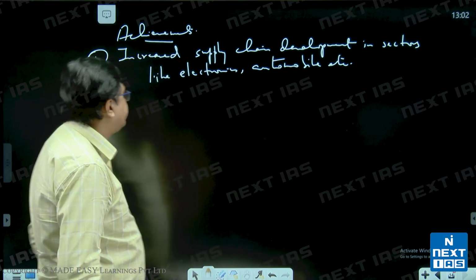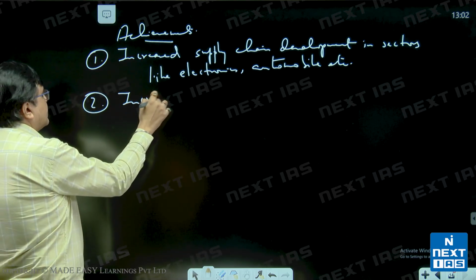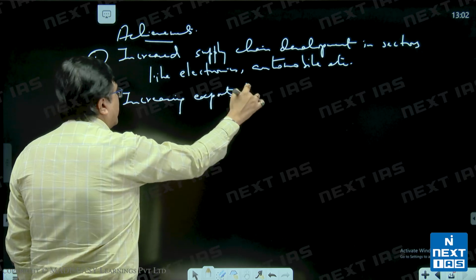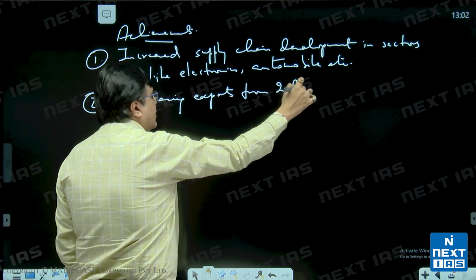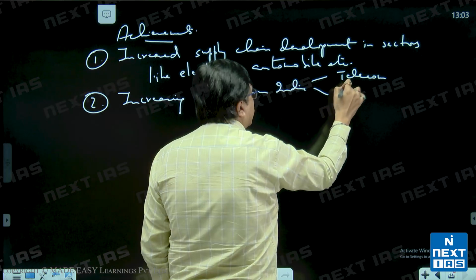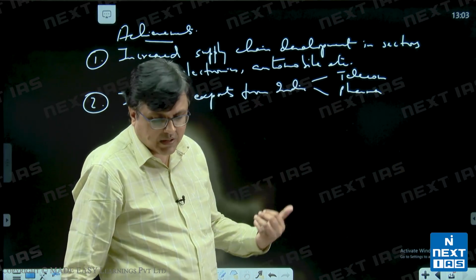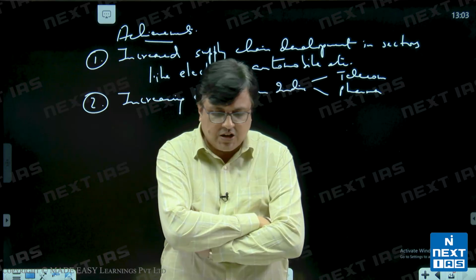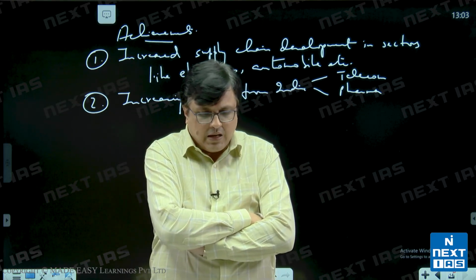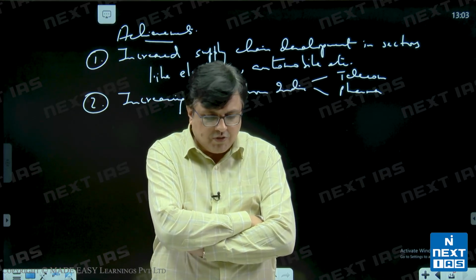Second is increasing exports from India. Telecom is one example. Pharma is another example. This they asked directly from the economic survey. This is the fourth question that is directly from the economic survey. So pharma and electronics, that also we see again.